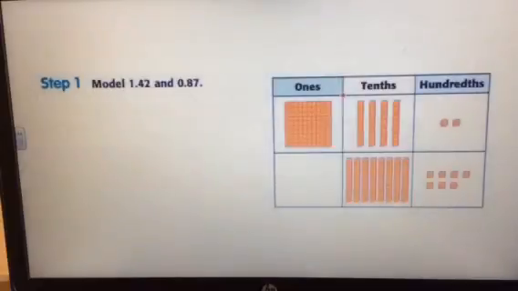Let's see how this works. If we were to model 1 and 42 hundredths plus 87 hundredths, this is how it would look. The 1 and 42 hundredths is represented by 1 flat, 4 rods, and 2 units. The 87 hundredths is represented by 8 rods and 7 units.